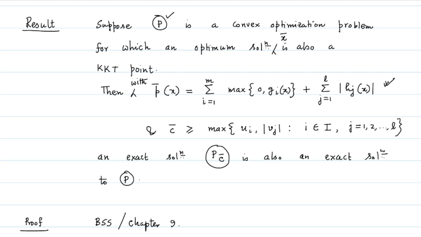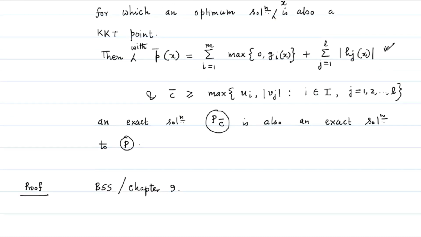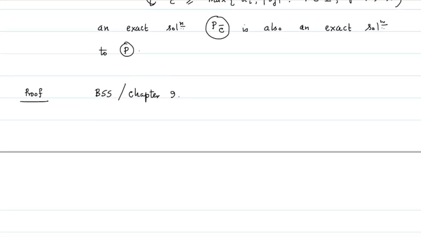The question is now, can we find a differentiable penalty function which in turn gives us an exact solution to the problem capital P by just solving this P C bar? The answer to this question is again affirmative, and this was designed by the augmented Lagrangian penalty function, which is also known as the multiplier penalty function, which is a smooth penalty function, a differentiable penalty function, and accordingly the augmented Lagrangian method has been devised.